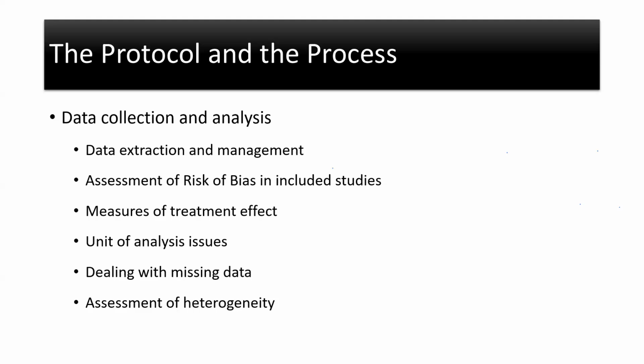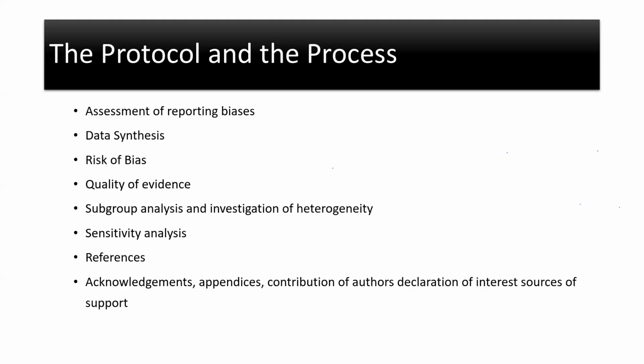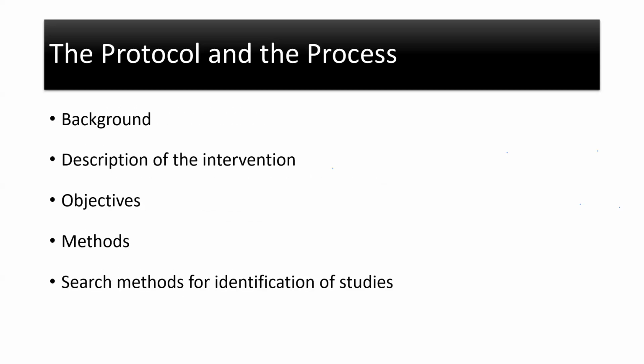deal with them, and how you would deal with the missing data, and how you would assess the heterogeneity, or the differences between the results of the different studies, which are small and large studies. How would you tackle them? And then how would you assess the reporting biases, do the data synthesis, risk of bias, quality of evidence, subgroup analysis, sensitivity analysis, references, etc. So these are all the headings actually. A protocol has these headings, and these are the journal headings.